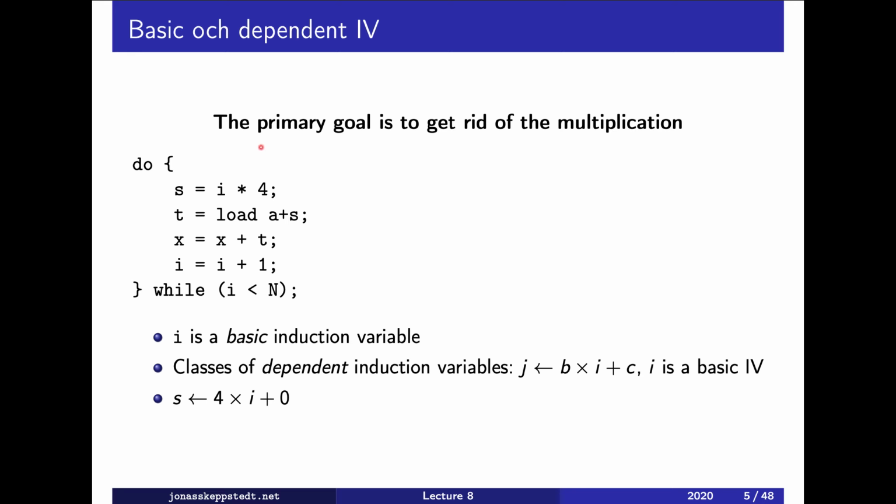The other kind of induction variable, dependent induction variable, we have an example of it here, which means that it's multiplied by a basic induction variable and possibly incremented by a constant as well. So it's on this form. And we want to get rid of this multiplication.